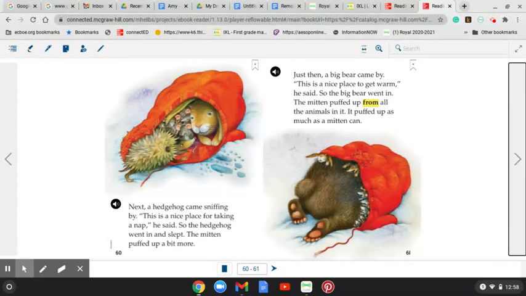So now, what is going to happen? Are these animals going to break the mitten? Will the little boy ever find the mitten? Oh, I wish I could hear your thoughts, but I know that they're very good ones. Let's move on and see what is going to happen to our animal friends and if Lance will find his mitten.